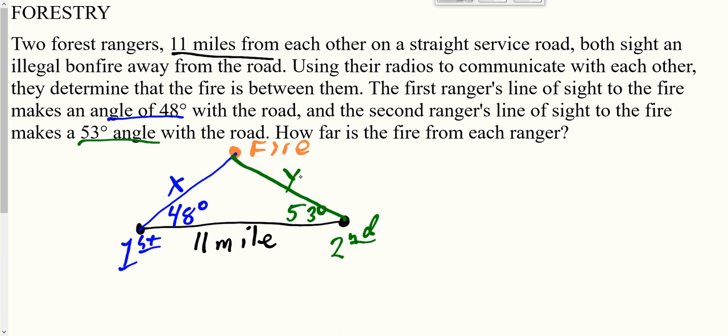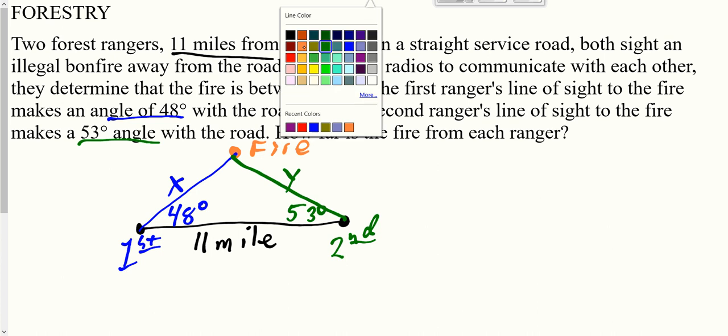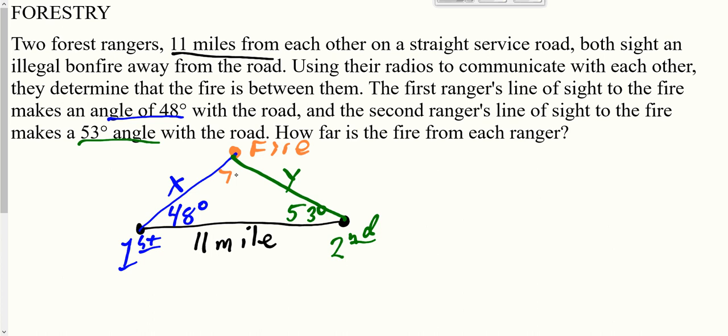Now, we have the black side in between our two angles, so it's angle-side-angle. So it's only one triangle. We don't have to be concerned about the number of triangles with that flow chart. We find our missing angle, because remember, all the angles in a triangle add up to 180 degrees. So when we do that, we get our missing angle to be 79 degrees.